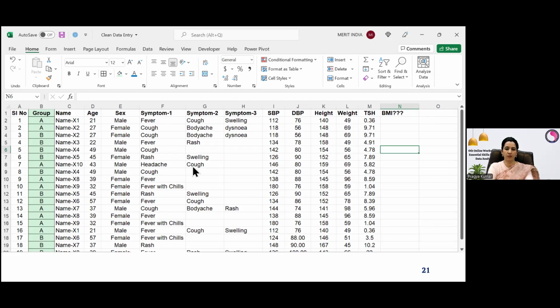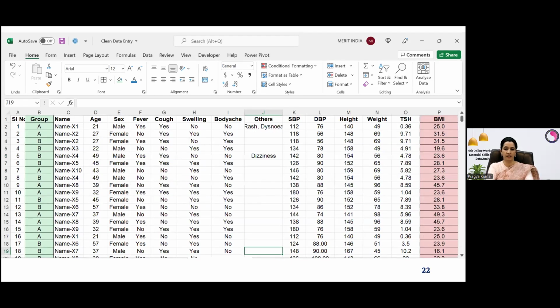Cough is here also. Cough is here also. And swelling is here also. Swelling is here. So it is crisscross. So again, you cannot compare the frequency if you enter the data like this. So what he has done now, he has done this like fever, yes and no, cough, yes and no, swelling, yes and no, body ache and others.